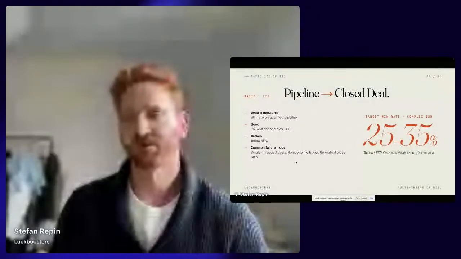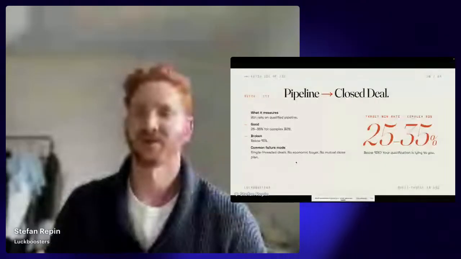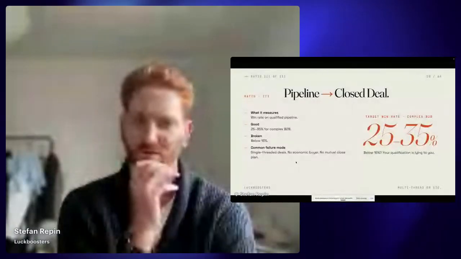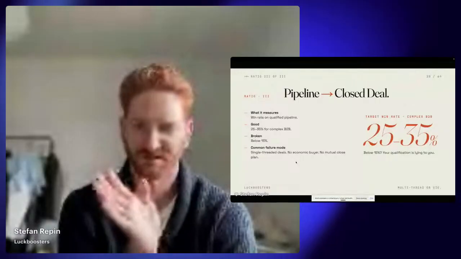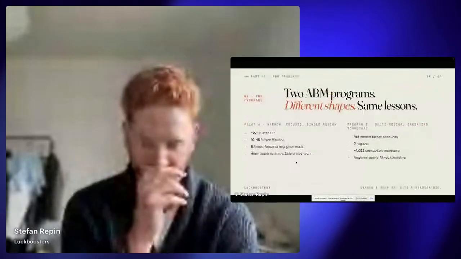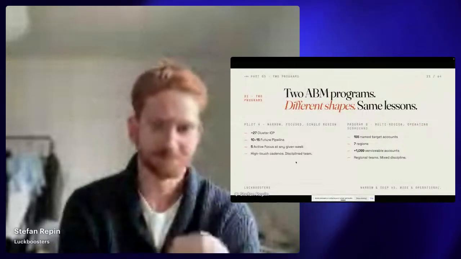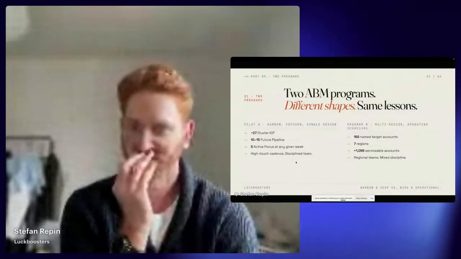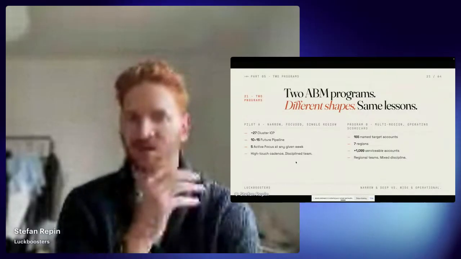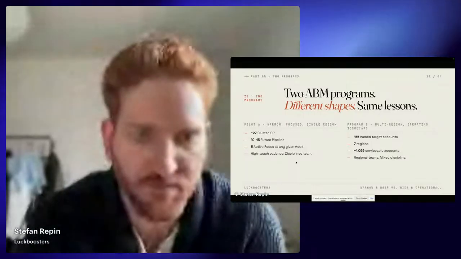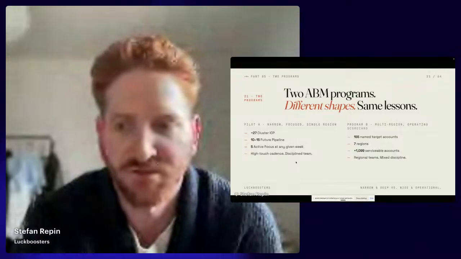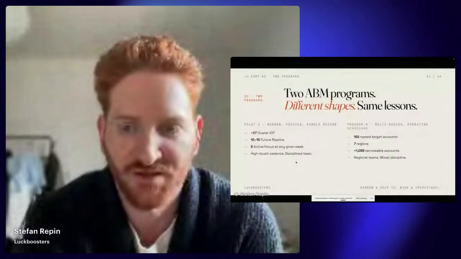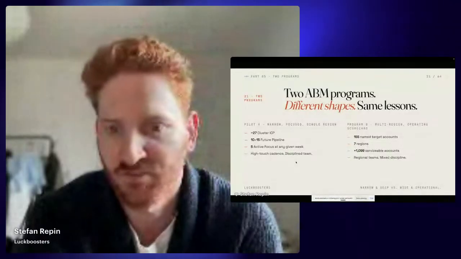25 to 35% is good for B2B, broken below 15%. Why does it fail? There are single-threaded deals, no economic buyer, no mutual close plan, nothing like that. We're going to go through different ABM programs, different regions. Program A: narrow, single region, 27 accounts, 10 accounts in the future pipeline, 5 active focus accounts at any given week, high-touch cadence, disciplined team.